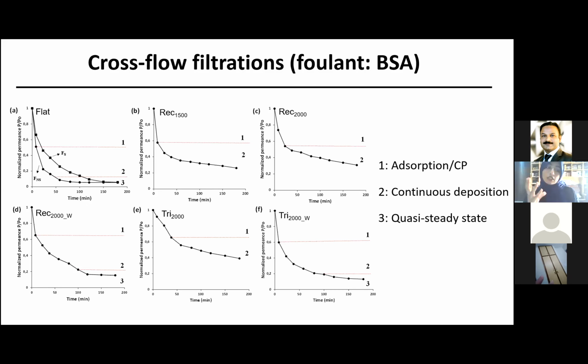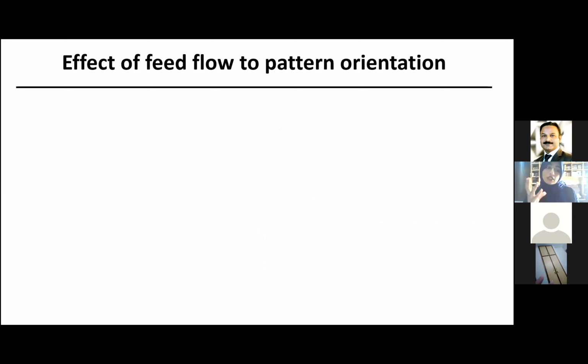And this third phase was not reached for homogeneously patterned membranes as compared to flat and widely patterned membranes. So, to investigate further, in crossflow, these pattern lines which we create can be oriented in both directions to the direction of flow. So if the flow is in the X direction, the pattern lines could be placed both in perpendicular and parallel directions. So we studied both directions.